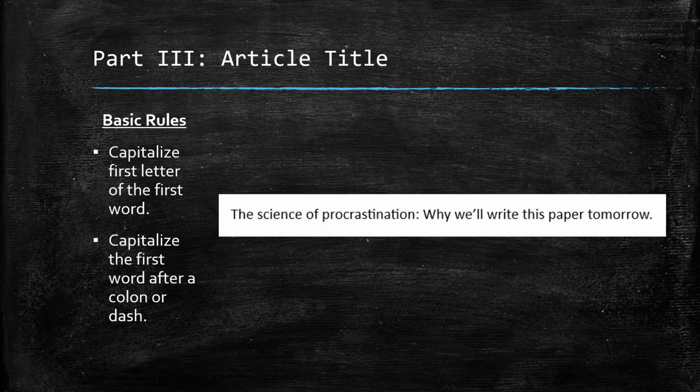Our 4 historical figures have titled their article as "The Science of Procrastination: Why We'll Write This Paper Tomorrow." For our example, we only need to adjust the capitalization of some letters in our title. The rule of thumb writing the titles is to only capitalize the first letter of the first word in our title. If there is a colon or a dash, like in our title, make sure to capitalize the first letter of the first word following the colon. And finally, like the other components, finish it with a period.